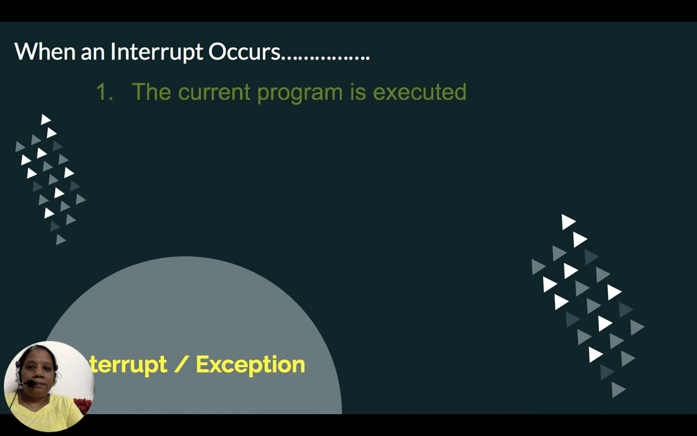The first step is whatever is the current program that you have been running, you have to complete the execution. Suppose you are in the fetch phase, or the decode phase, or even maybe in the execution phase, you have to complete whatever instruction you have been running. So that is the first step that you will be doing.